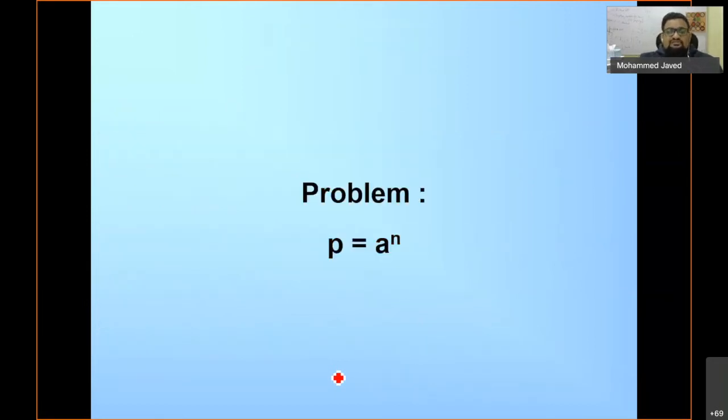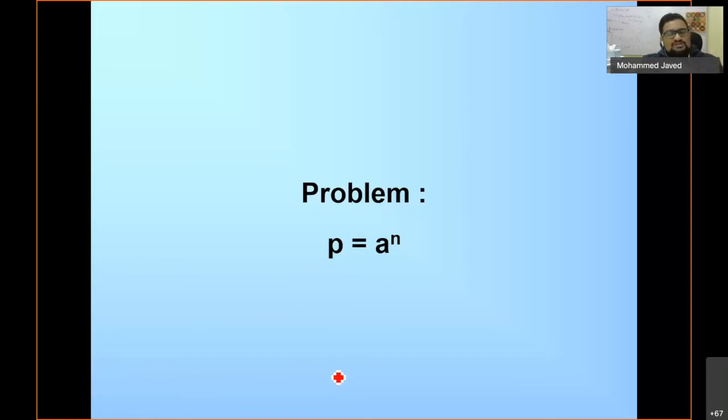So the next set of problems, algorithms we would analyze, is the problem of computing p is equal to a power n. The simplest algorithm for this one would be that you multiply a to get this answer. You multiply a how many times? You multiply a n times.